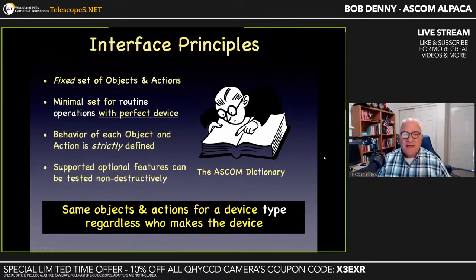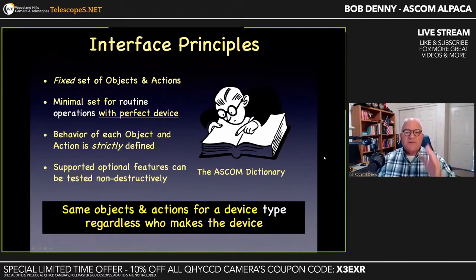It's a fixed set of objects and actions. It's minimal, and the objects are things like right ascension, declination, and the actions are slew, park. So each one of those has strictly defined behavior, and I'm going to show you later how that's done for the telescopes as a tool. Remember I said ASCOM also includes tools for developers.